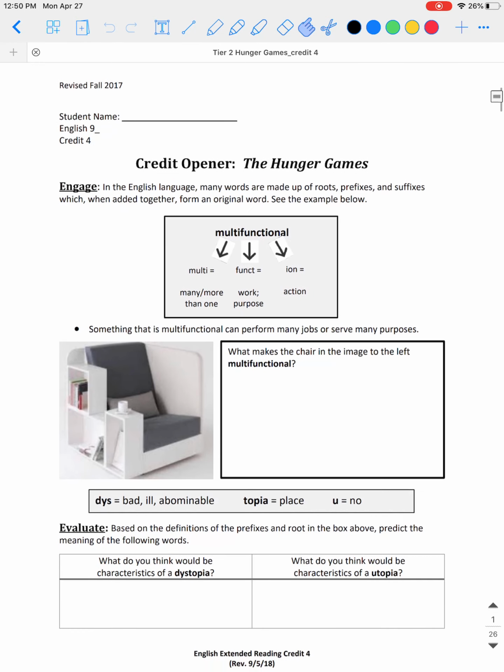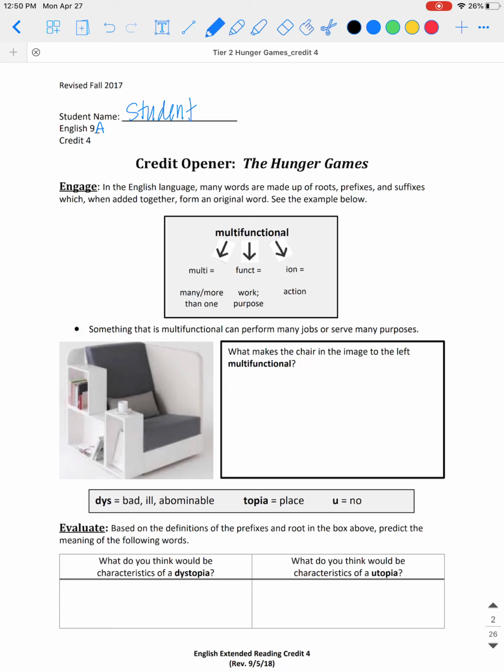By the time you get to the packet, you should have some of the reading done. But for the credit opener, first thing is make sure you write your name. And then for this packet, it's English 9A, okay? Because other people use this for B, but we're going to use it for A for this class.